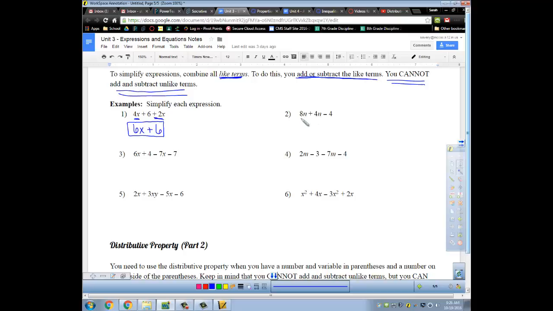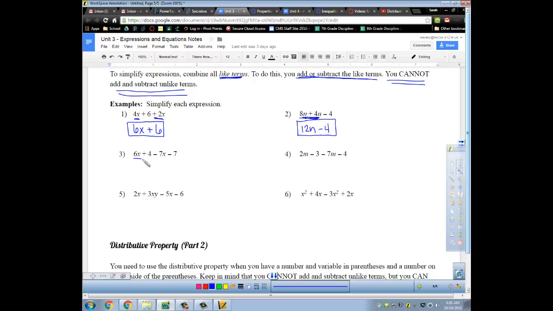Number 2, I have 8n plus 4n. Those are like terms, so I can actually add those together. 8n plus 4n is 12n. Bring down your minus 4. 12n and 4 are not like terms, so we're going to keep them separate from each other. So this is your answer.